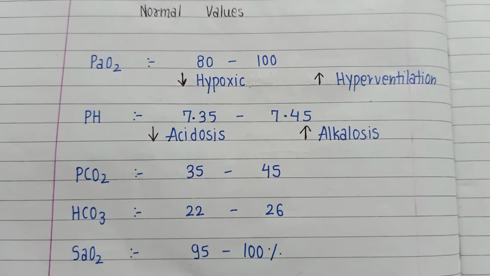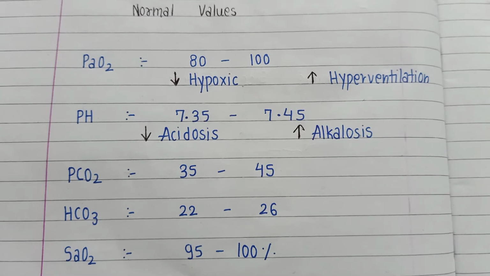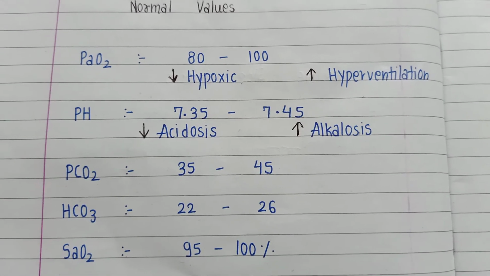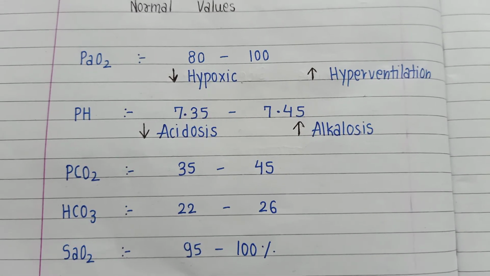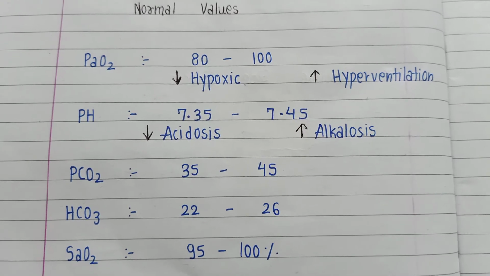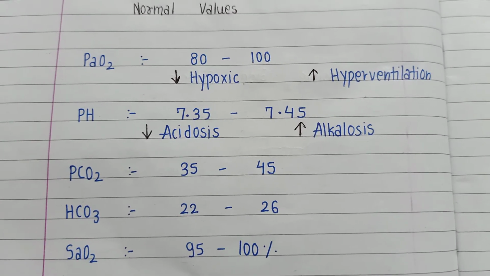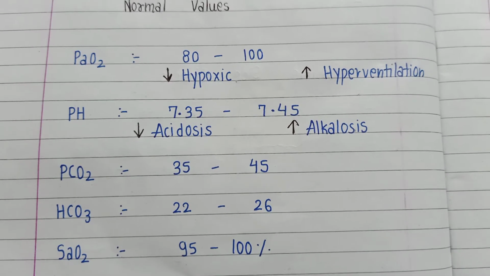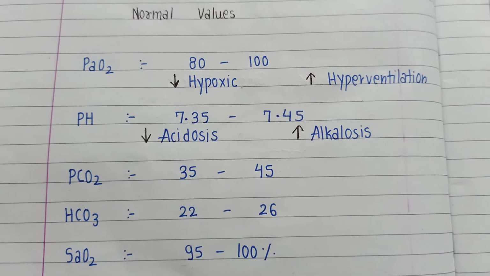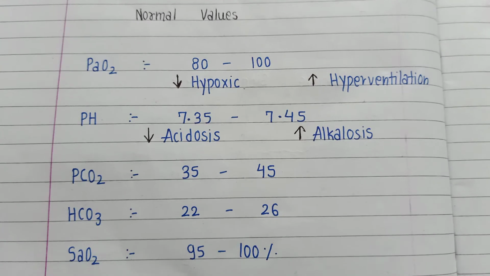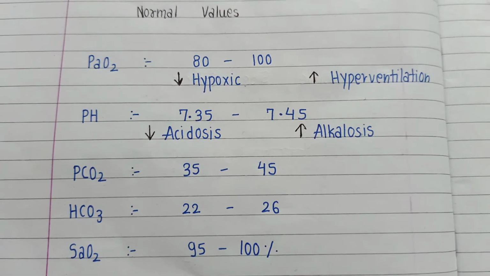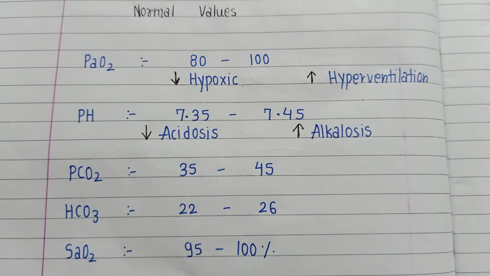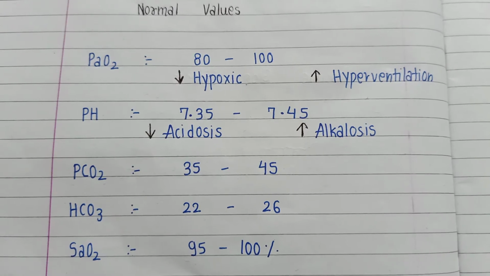The normal pH of the blood is 7.35 to 7.45. If the blood pH is less than 7.35, it means the patient is suffering from acidosis, which means excessive acid is there. And if the value is more than 7.45, it means the patient is suffering from alkalosis. It means excessive alkali, or you can say base.